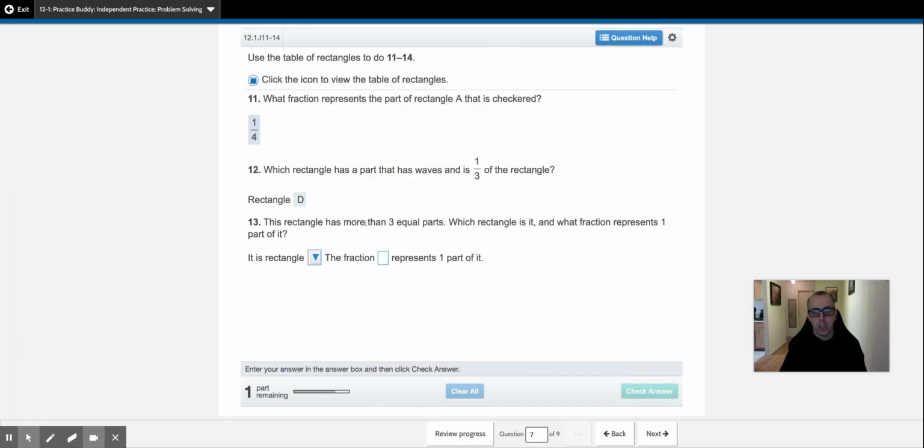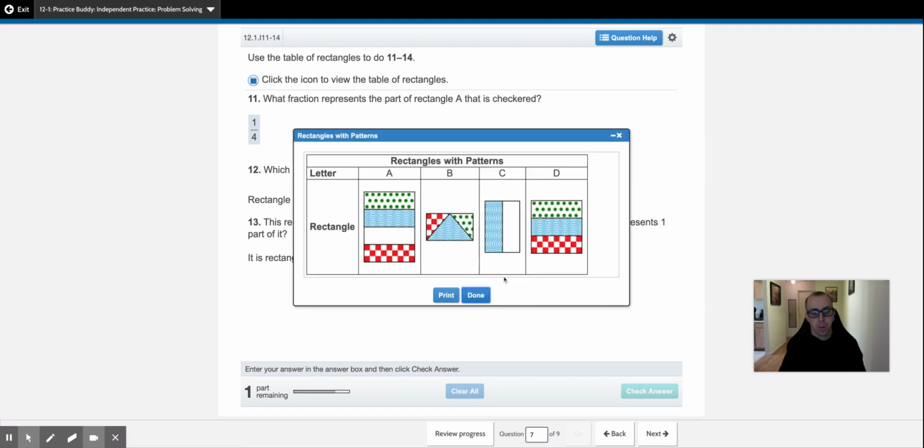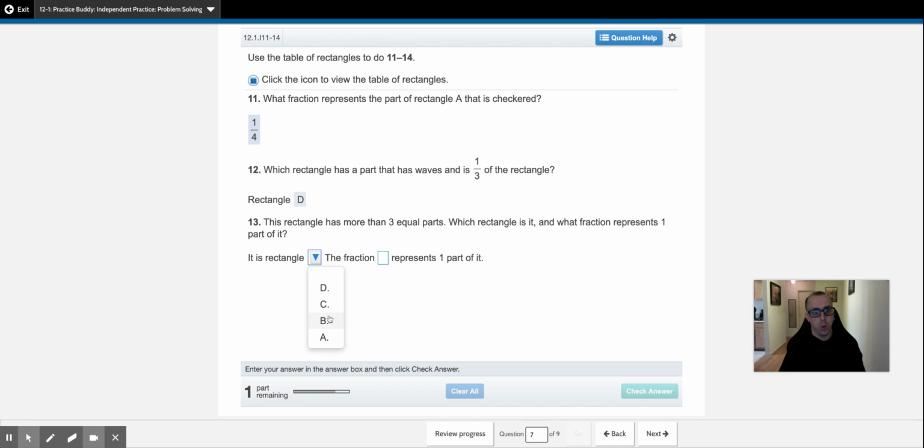This rectangle has more than 3 equal parts. Which rectangle is it, and what fraction represents one part of it? More than 3 parts. This has 3. This has 2. This has 3. And by the way, this one here does not have equal parts at all. So that wouldn't be possible anyway. This one, letter A, has 4 parts. And one of the parts would be 1 out of 4 or 1/4.